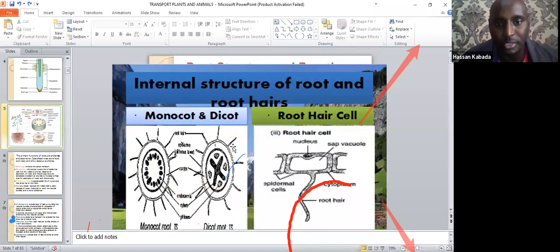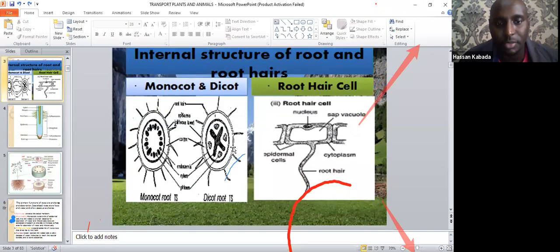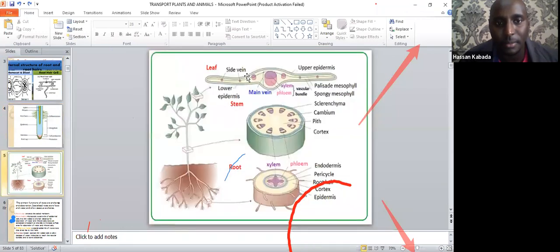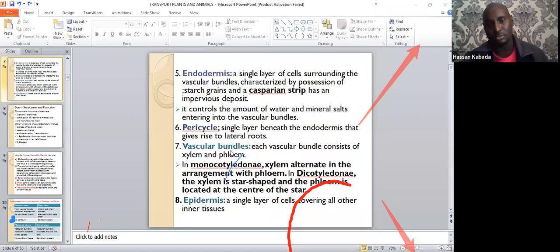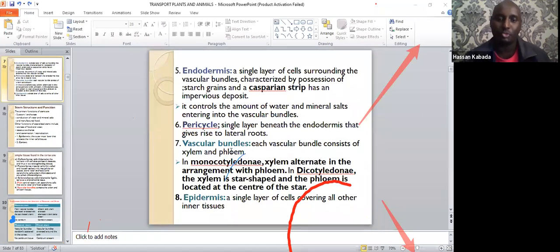You can look at it again from here. Epidermis, the outermost, this one here, the outermost part where, of course, the root hair cells are originating from. So it is the outermost part of the root and, of course, the whole plant. So those are some of the parts of the roots.